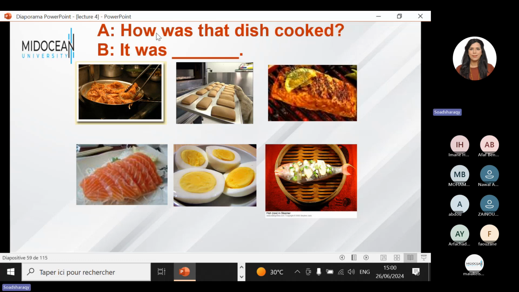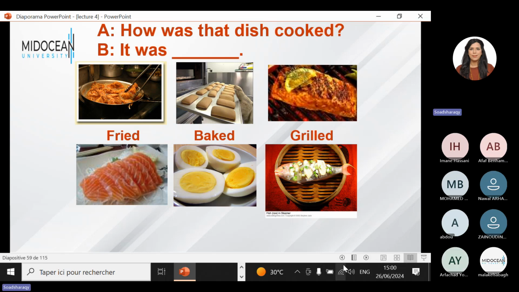Now, how was that dish cooked? You can say it was photo number 1, fried, or photo number 2, baked. 3, grilled. 4, raw. 5, boiled. And 6, steamed. Okay.